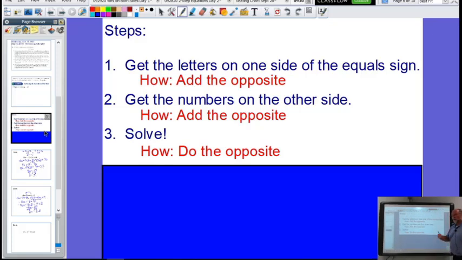Okay, so how do we do this? Step number 1, get the letters on one side of the equal sign. How? Add the opposite. Number 2, get the numbers on the other side. How? Add the opposite. And then we solve.